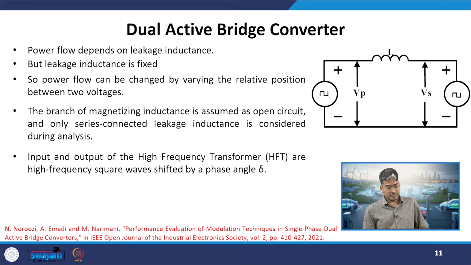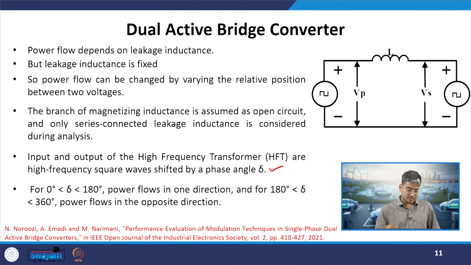Now, the input and output sides of the high frequency transformer are high frequency square waves shifted by an angle of delta. If I look at the transformer terminal, the voltage being superimposed on it is generated by the two active bridges. One bridge is present on the primary side and the other bridge is on the secondary side. They will generate square wave voltages which will be shifted by delta based on the power flow requirement.